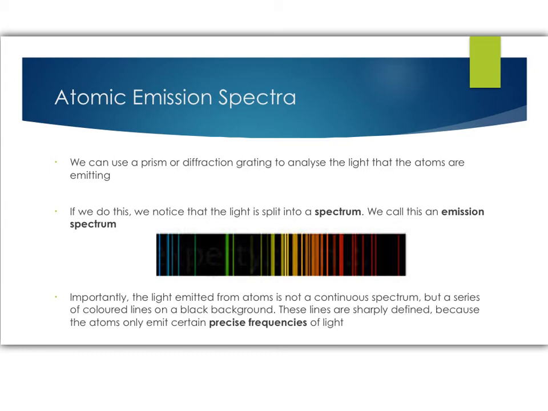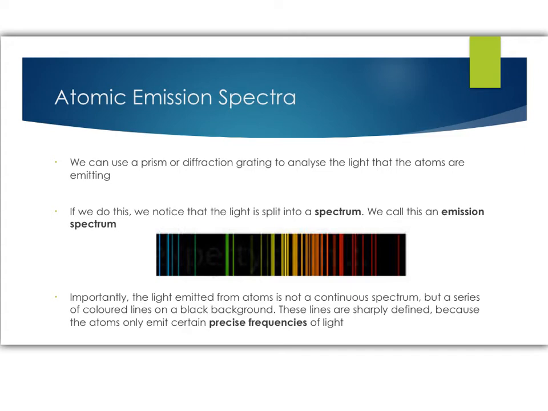And you've heard of neon signs, they're bright orange or bright red. If we look at this emission spectrum, most of the light that neon is emitting is in the red-orange region of the visible spectrum, the lower frequency, lower energy end of the visible spectrum. And that is why when we heat up neon, it emits orange-red light. It emits these certain precise frequencies of light.